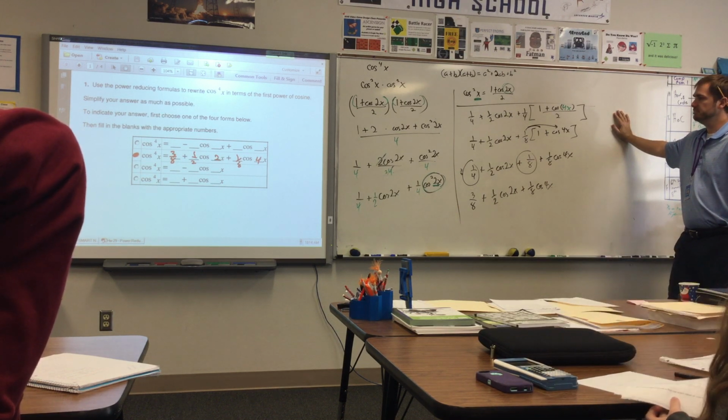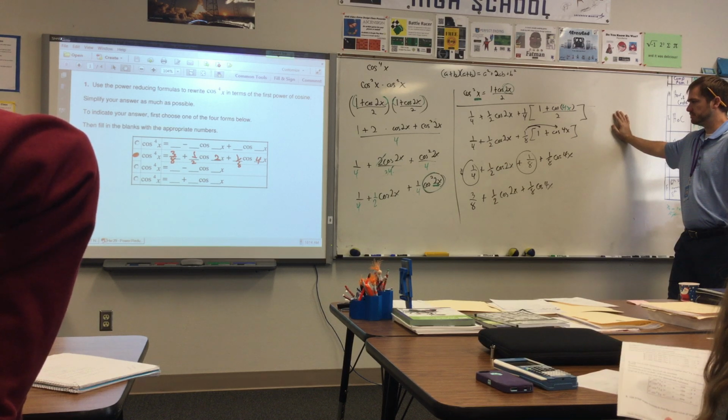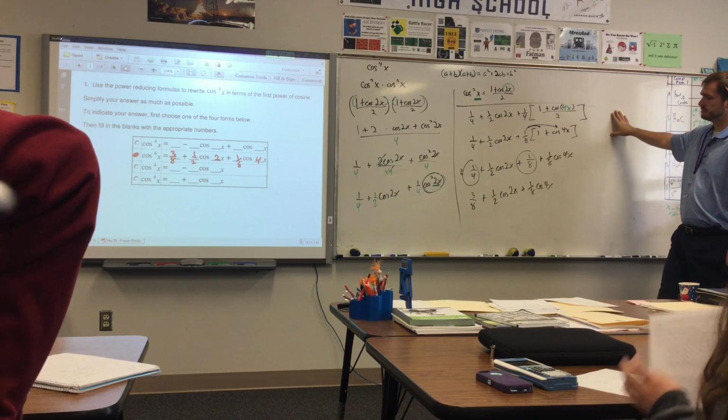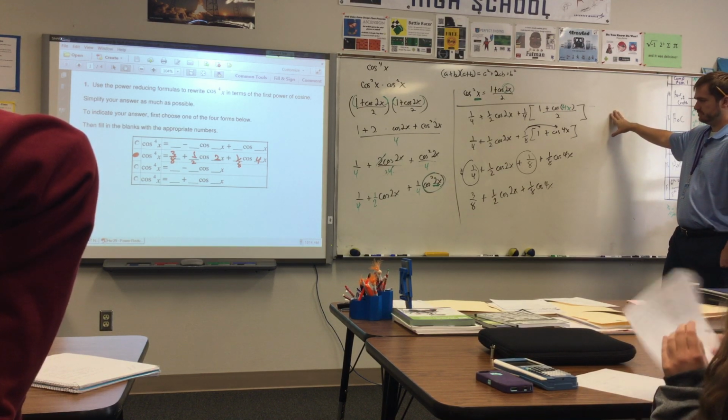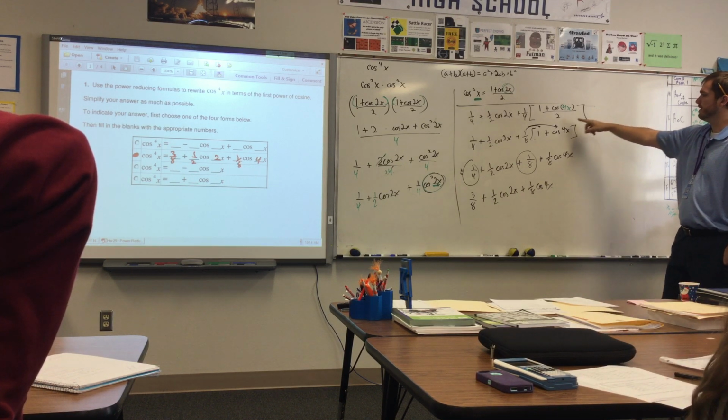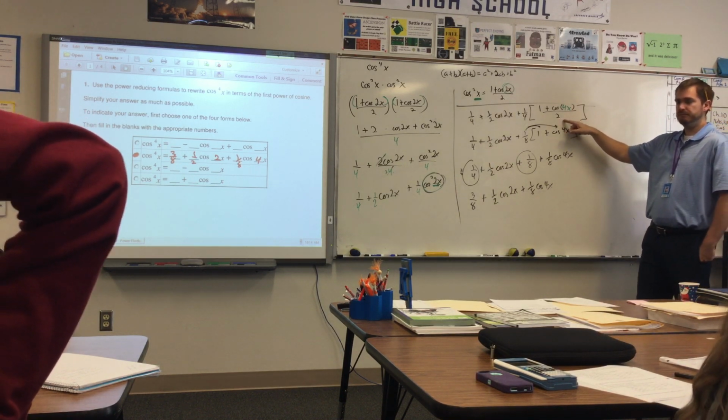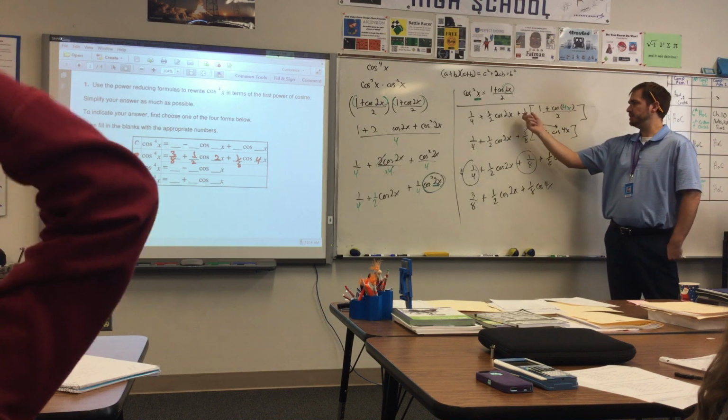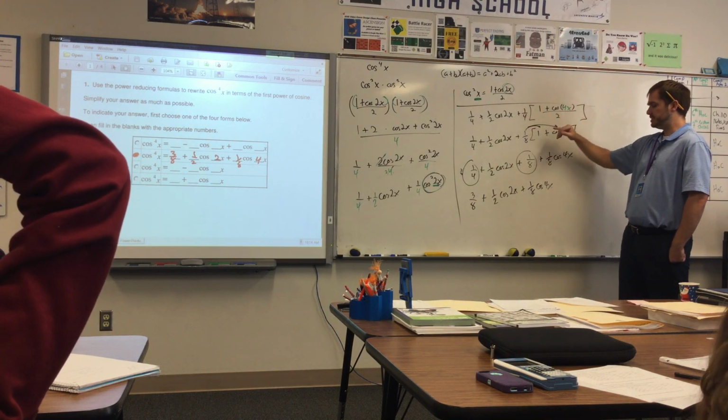Where did the 2 go when it says 1 plus cosine 4x over 2? Did you multiply that by 1/4 or something? This 2 in the denominator? Yeah, where did that go? Yeah, I pulled that out. Remember, dividing by 2.